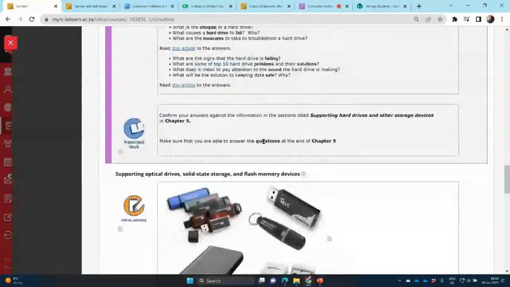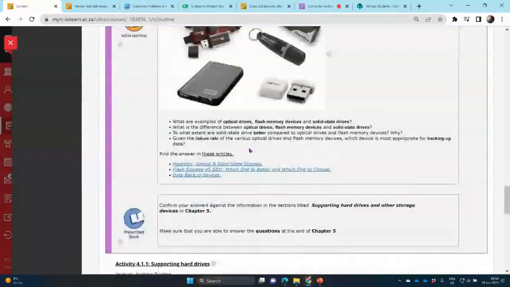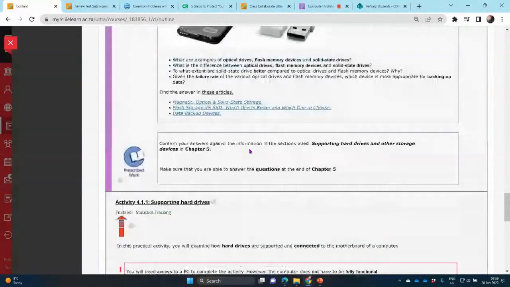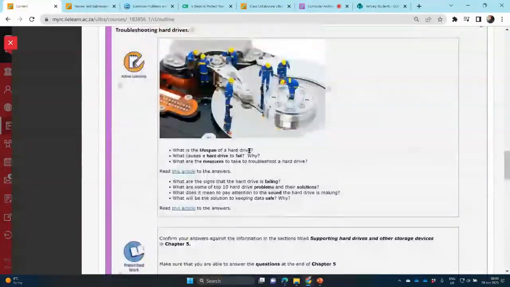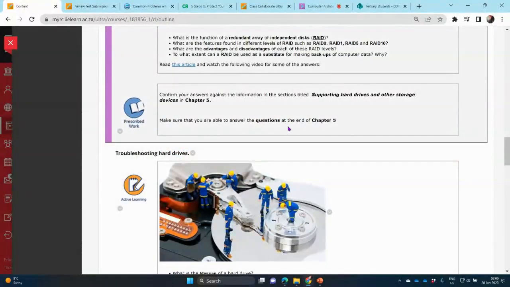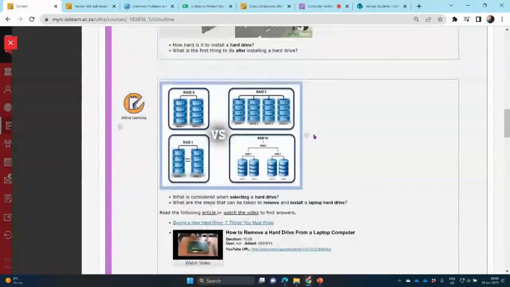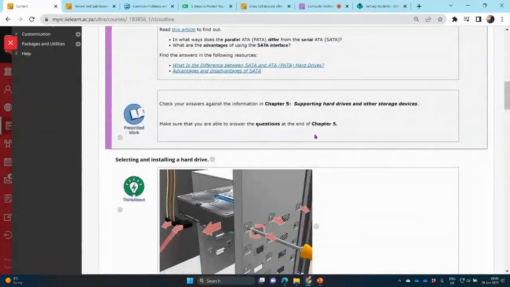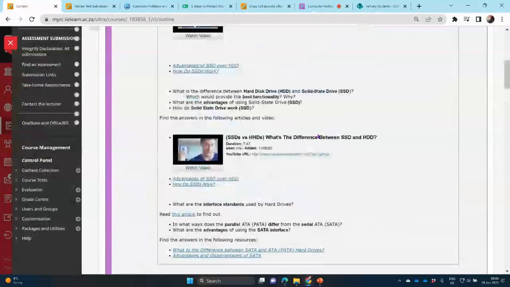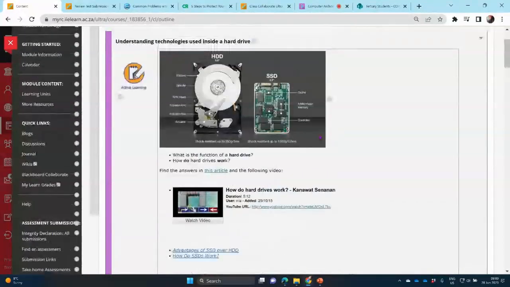troubleshooting hard drives. Chapter 5 is on supporting devices, optical drives, etc. Okay, so the basic procedure when you install a new hard drive is you need to create a partition and then format. Before you format, you need to create a partition. A partition is basically a logical space in which information can be stored. Logical meaning something your operating system can see, like the C drive, D drive, E drive, etc.